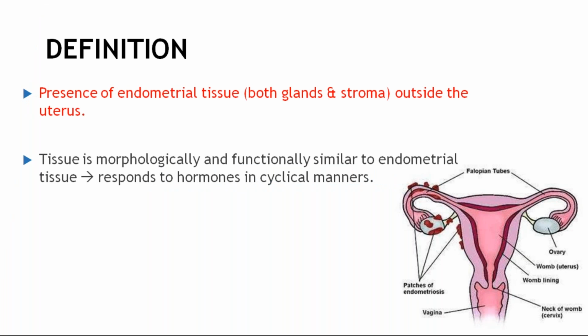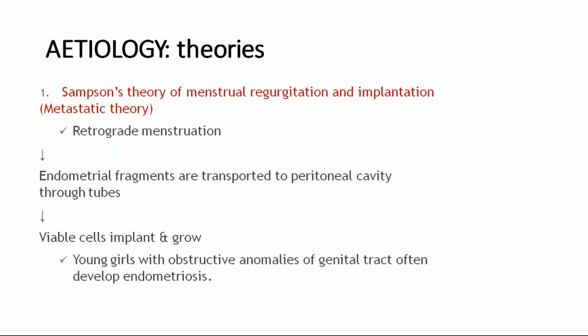By definition, this is the presence of endometrial tissue, both gland and stroma, outside the uterus. And the tissue is morphologically and functionally, when you take histopathology, you will see the endometrial glands and stroma. This is similar to endometrial tissue, and this responds to the hormones in a cyclical manner. So outside the uterine cavity also we have functioning endometrial tissue.